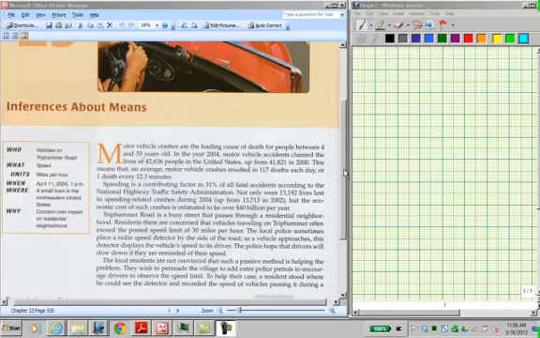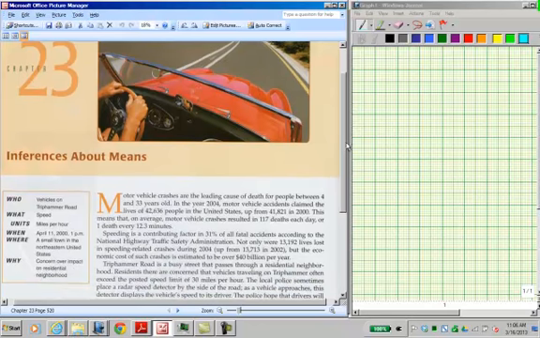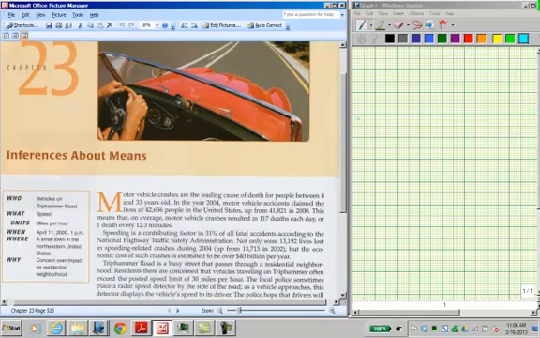Here we go, chapter 23, inferences about means. All right, so in this unit, unit 6, everything that we did with proportions we're going to do with means.